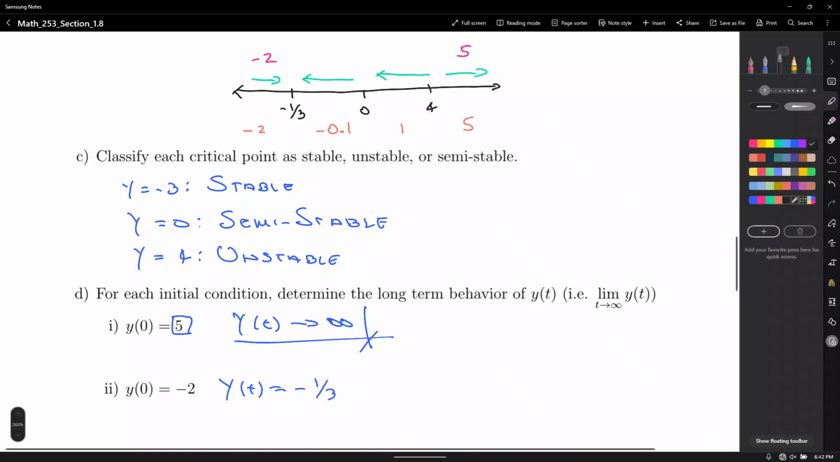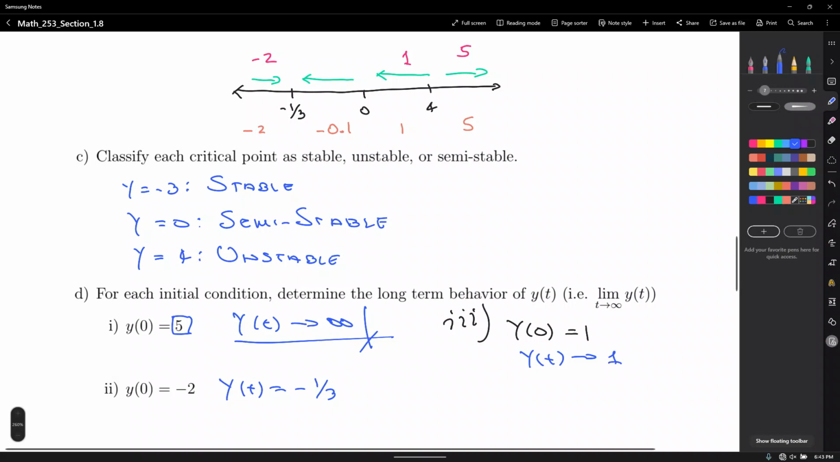Okay, a couple more examples. Number 3, say I would like to say y of 0 equals 1. So where is 1 actually? It's actually here. So this number 1 is going to step on the green arrow and go for a ride. Where is it going to get to? It's going to get to y equals 0. So y of t will approach 0.